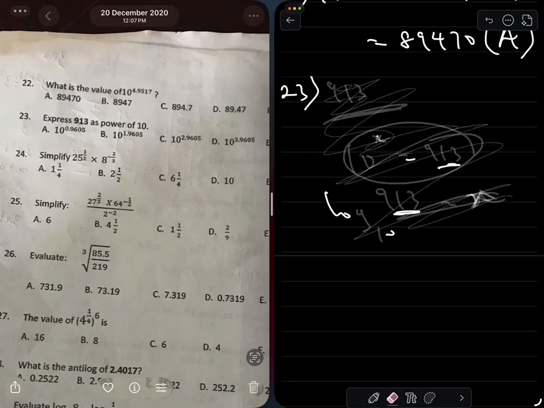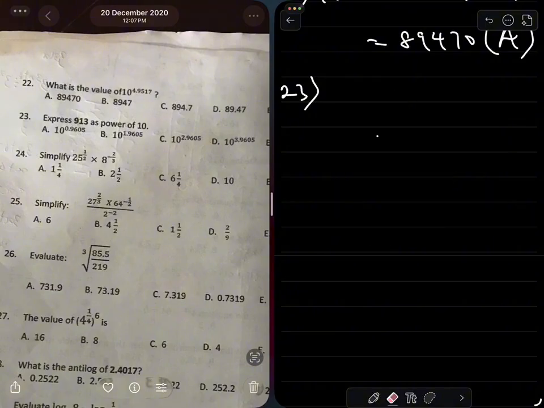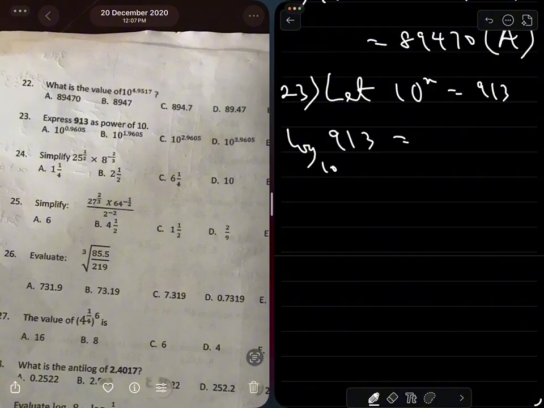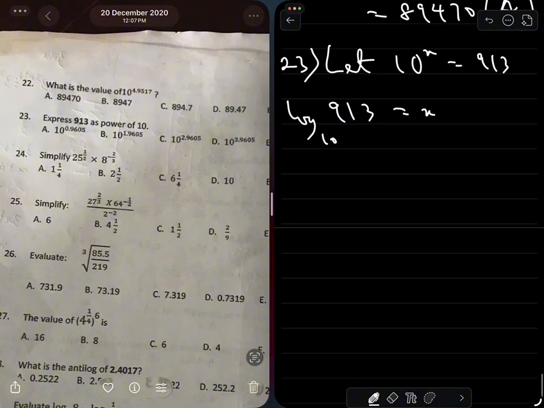Let me write it that way. Let 10 raised to power x be equal to 913. If you write that in logarithmic form, it becomes log 913 base 10 equals x. So x is simply the logarithm of 913.